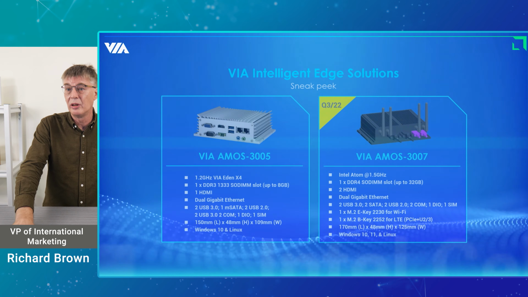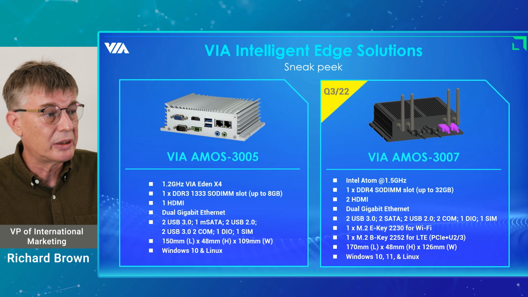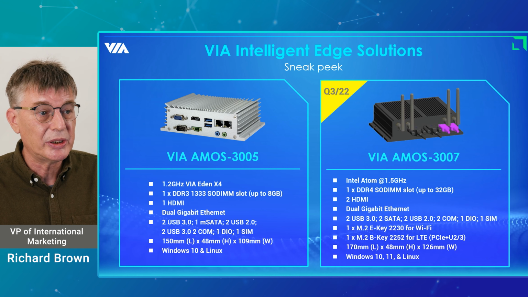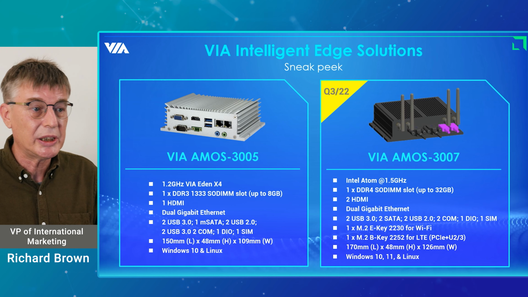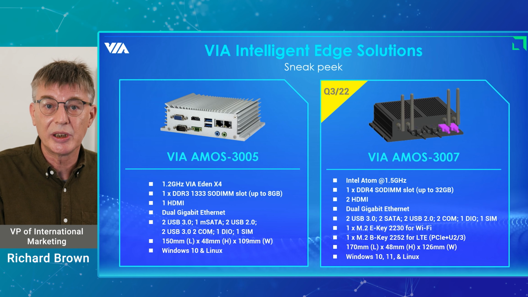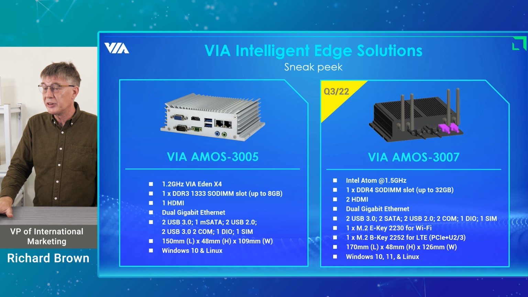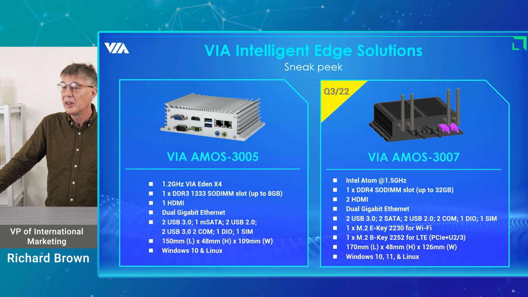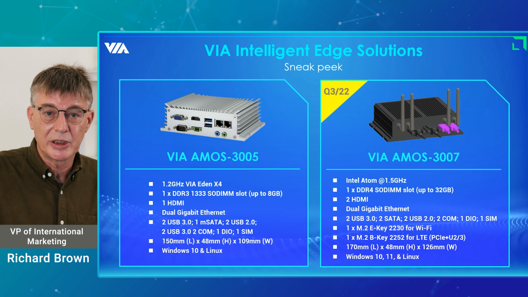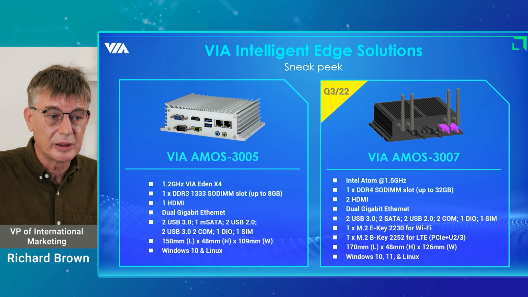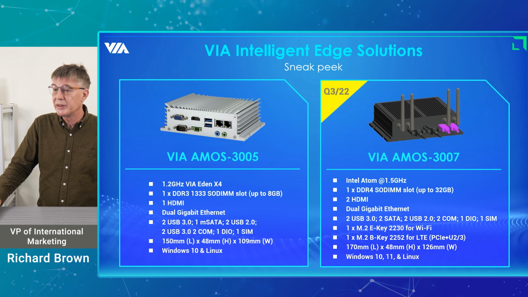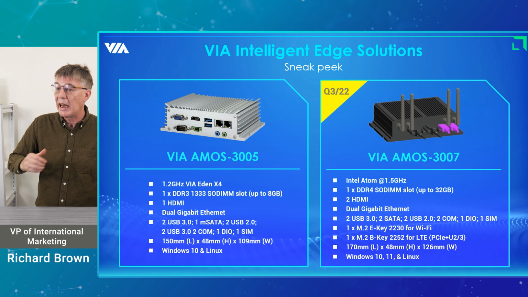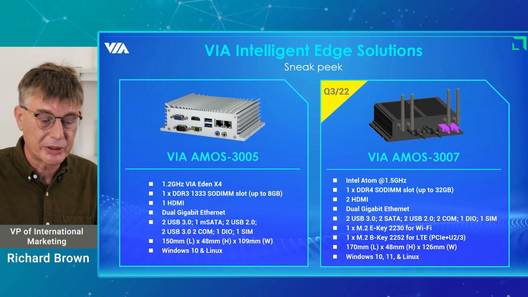We'll be very excited to launch that in Q3 of this year. Also, the AMOS-3005 has been a very, very popular workhorse system for many years. It's been used in a lot of different applications for in-vehicle, for things like ticketing machines, and we're going to be introducing the new VIA AMOS-3007 again in Q3 as the next generation product. This also is based on an Intel processor, the Atom 1.5 gigahertz, and we've added a lot of connectivity for Wi-Fi and for SATA, etc. And we believe this is going to be a very successful product on the market.